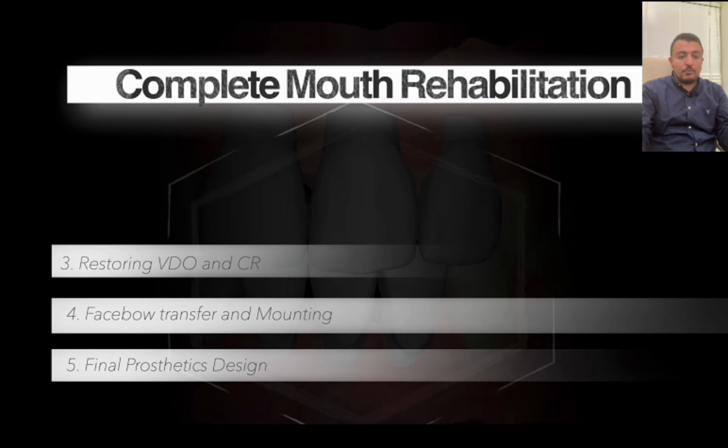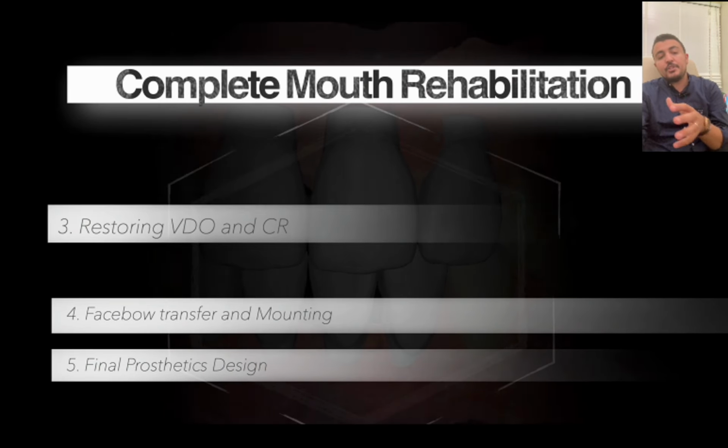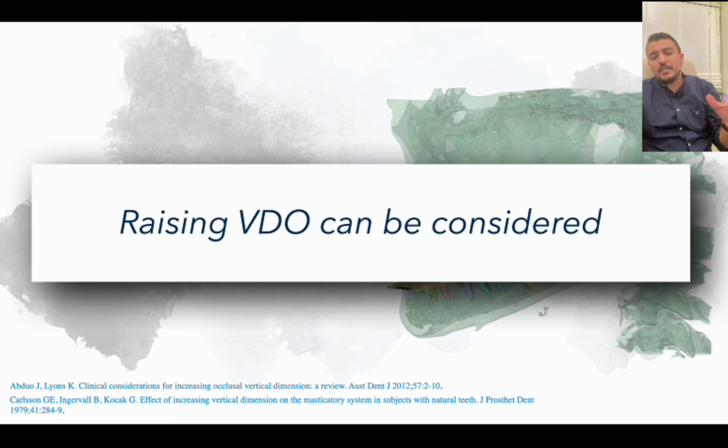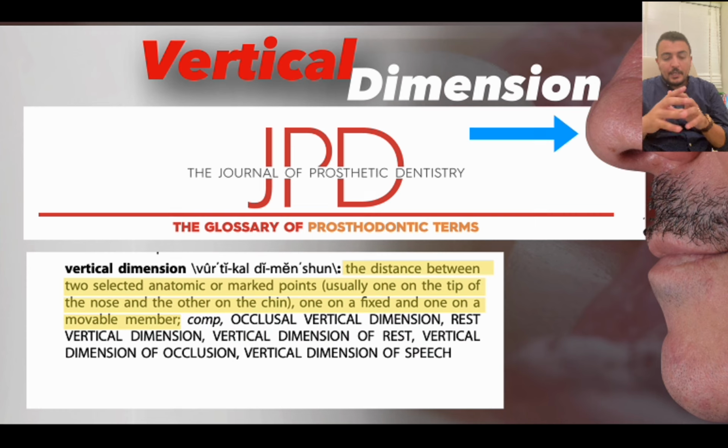So the first one is how to restore the vertical dimension and centric relation. Actually, many complex full mouth rehabilitation cases may consider raising or altering the vertical dimension of occlusion. So this step is very crucial and very important. A very short note about the vertical dimension. Vertical dimension is the distance between one fixed part and one mobile part. The fixed part is the tip of the nose, and the mobile one is the chin.